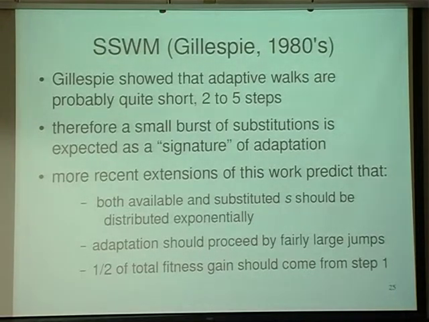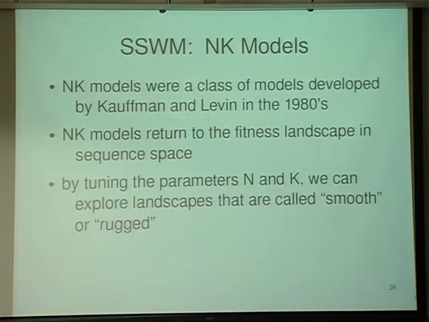And this is another area of fairly active research, with recent extensions looking at things like the distribution of available selective effects and which ones would actually get substituted, how big are the steps, and current thinking is that fairly large jumps could be expected to happen. So half of the total fitness gain should come from step 1 on average. That's a pretty big statement, a pretty big prediction to make.